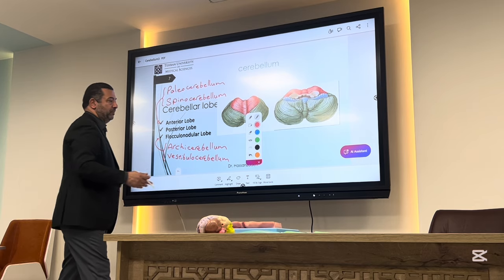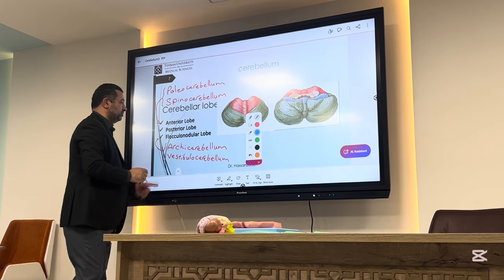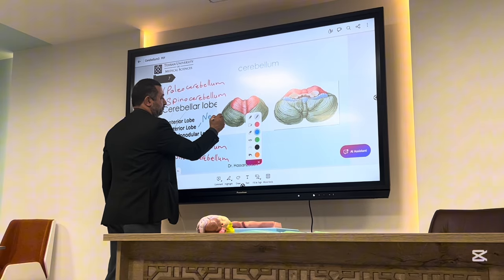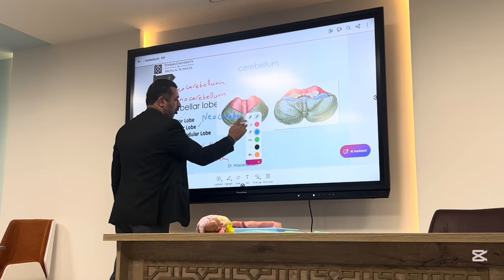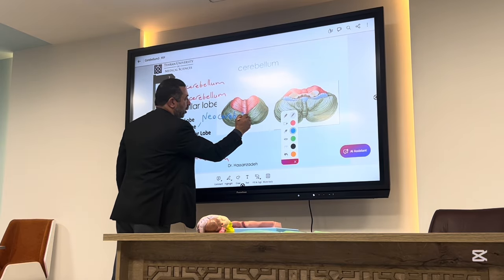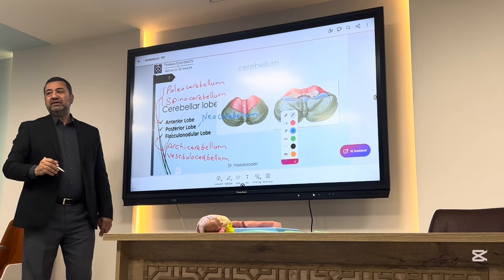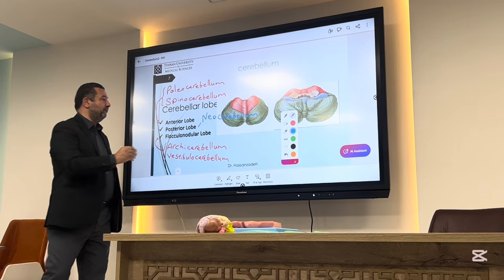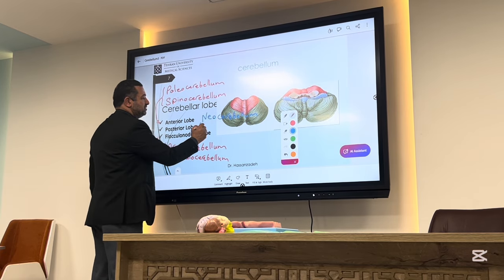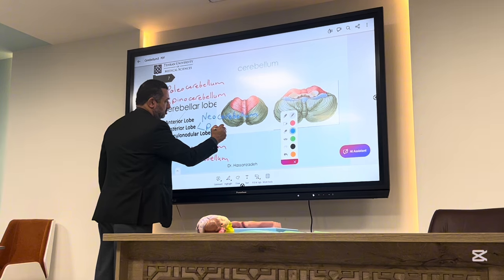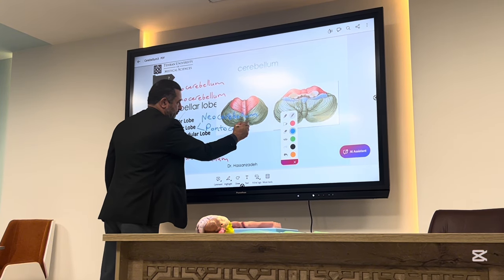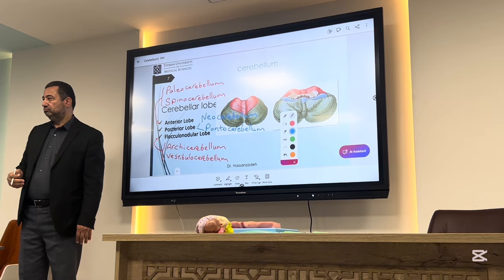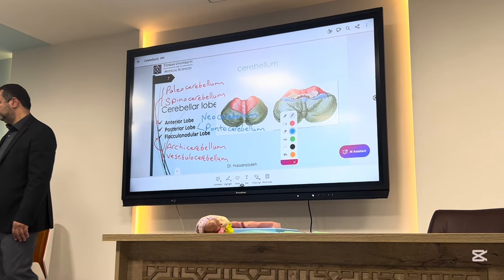And posterior lobe is called neocerebellum, or new part of the cerebellum. Based on connection of neocerebellum with the pons, another name of the posterior lobe is pontocerebellum. Is it clear? Yeah?